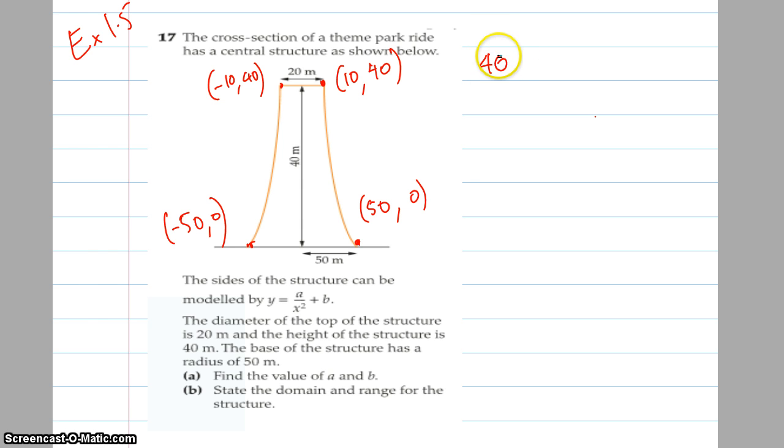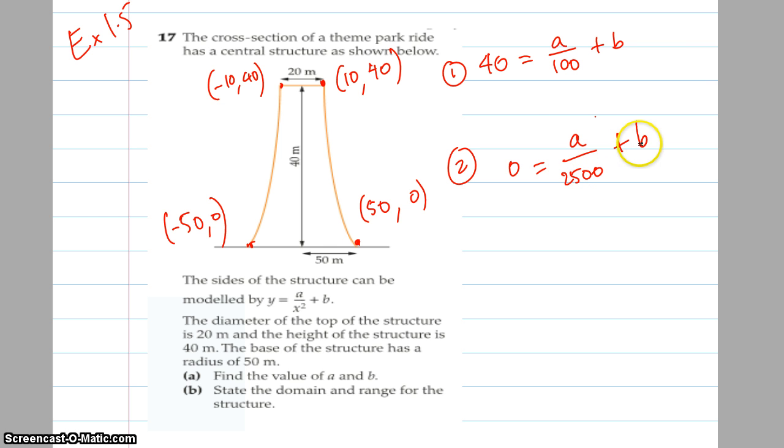40 is the y value. That equals A on 10 squared, which is 100, plus B. I don't know what B is. That's the first equation. And then the second equation is 0 equals A on 50 squared, 2,500, plus B. Now I've got these two pieces of information, I can work out what A and B are. I could put it in my CAS calculator, or I could rearrange it and find the answer anyway. I'll leave you to do that on the CAS calculator, but I'll do it quickly.